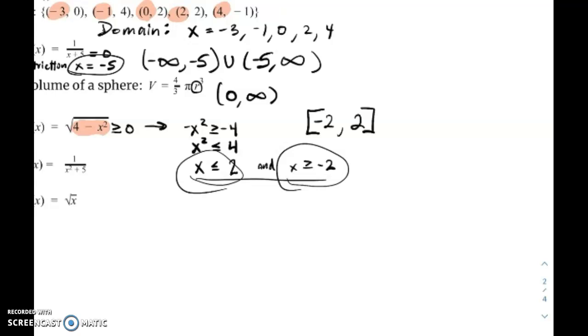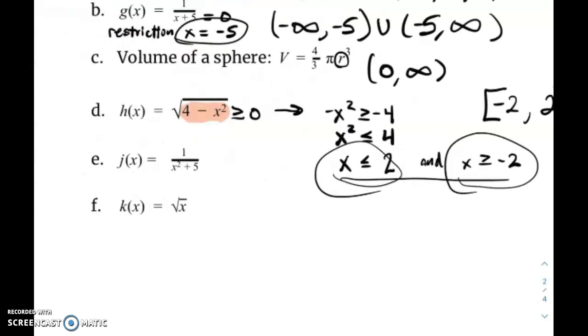And that means you can plug in -2, you can plug in 2 into this highlighted part, and you'll get an answer that you can take a square root of. And you can plug in any number between them, and you can get a positive answer and take a square root of it.